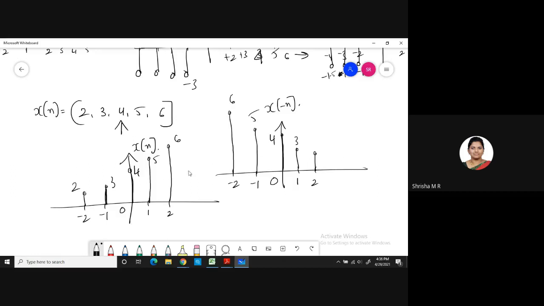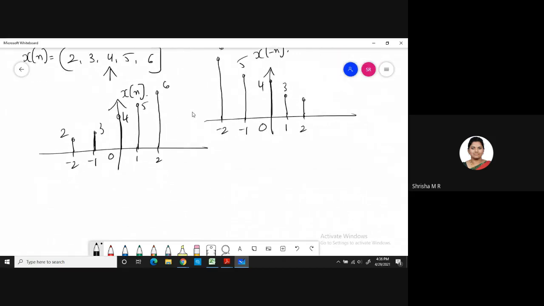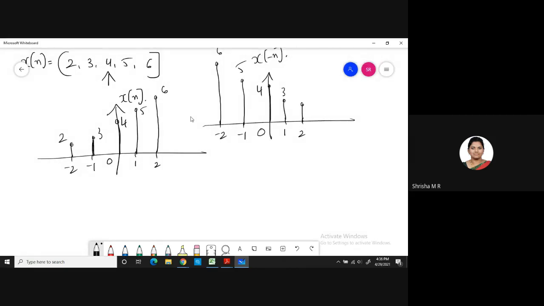Now you add these two, x of n plus x of minus n. So x of n plus x of minus n, what do you have? At n is equal to 0, 1, 2, 3, minus 1, minus 2, minus 3. At 0, amplitude? Eight, ma'am. At 0, the amplitude is 8.